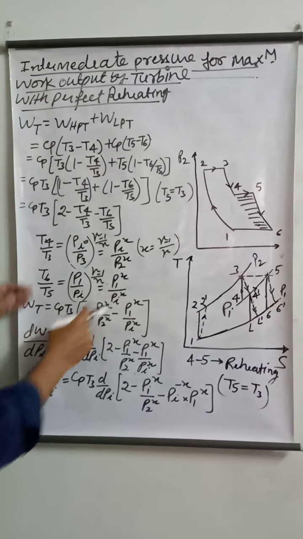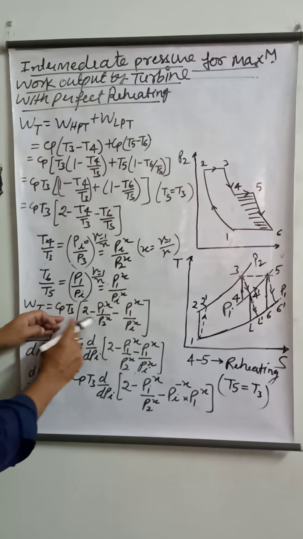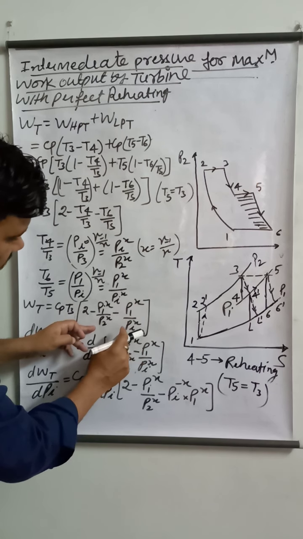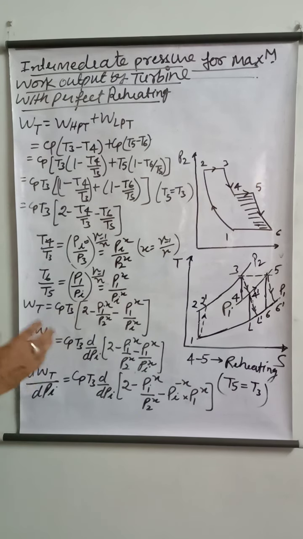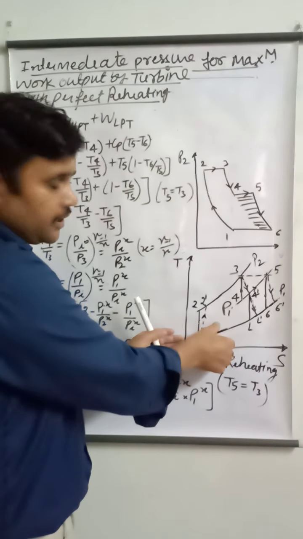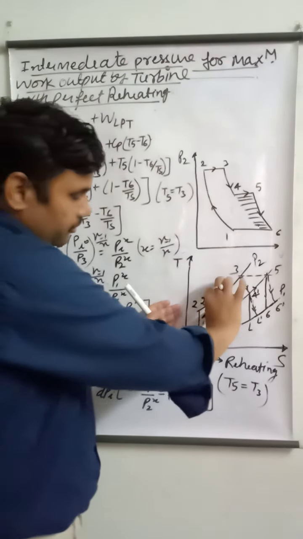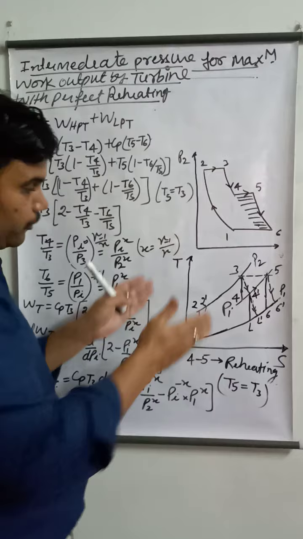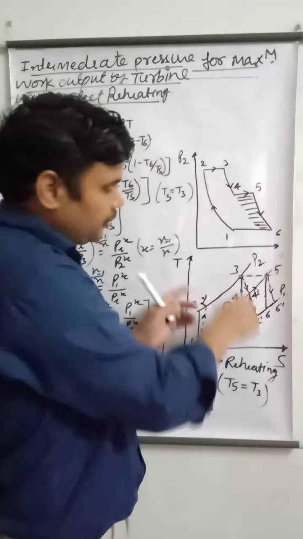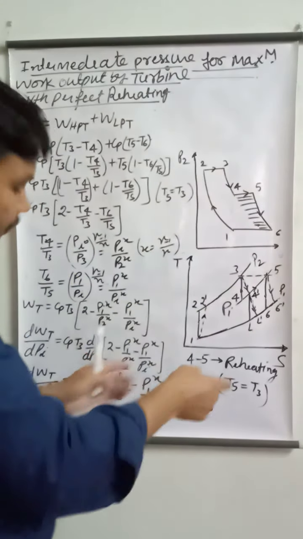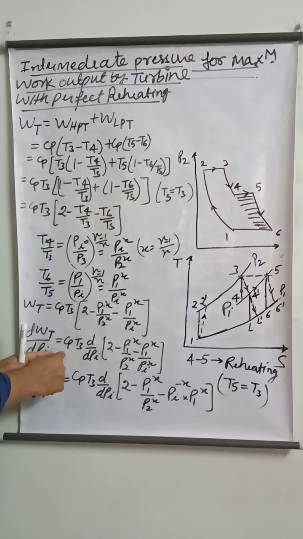So on putting this value, total work done is equal to Cp T3 (2 minus Pi power x upon P2 power x minus P1 power x upon Pi power x), right? Now for maximum or minimum, we can differentiate the work done. Now what is variable here? This inlet pressure is constant, atmospheric. Also after compression, whatever the pressure will be, that will be constant, right? We know that we have to compress up to this pressure, so P2 is constant, P1 is constant. So what is variable? Pi, the intermediate pressure. So we have to differentiate this expression with respect to intermediate pressure.